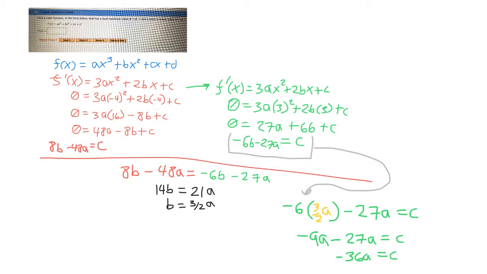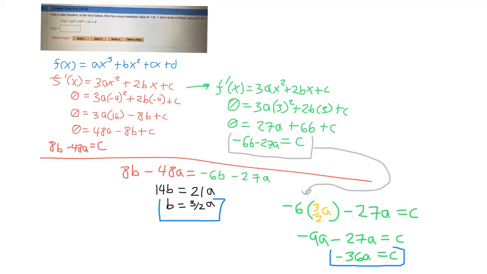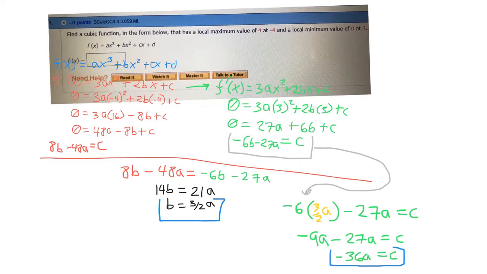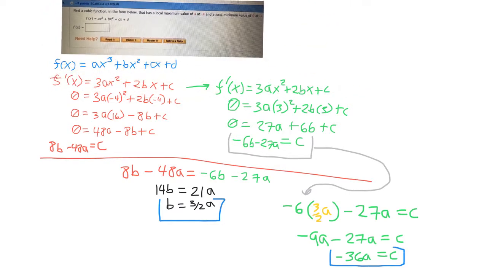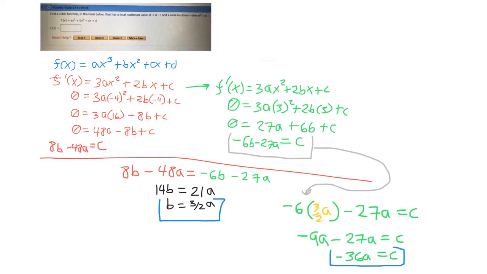So we know for sure in the blue box that b equals 3/2 a, and in this blue box that c equals -36a. And we now have the power to figure out what d equals in terms of a. So we're going to do that right now.